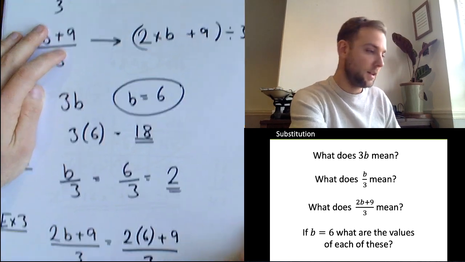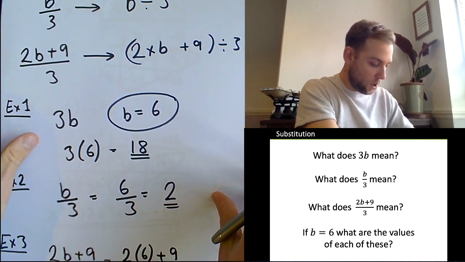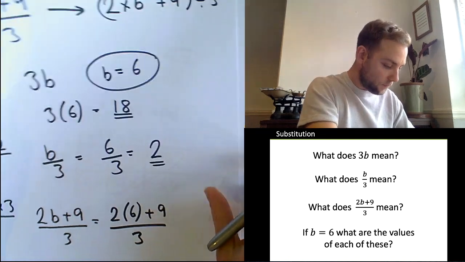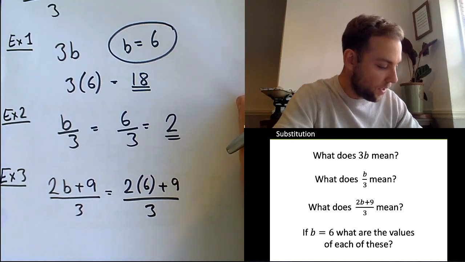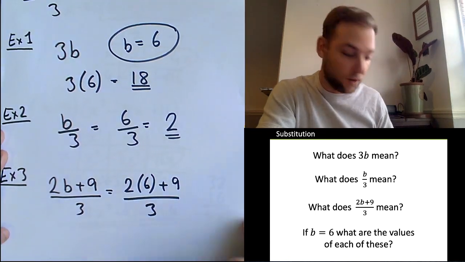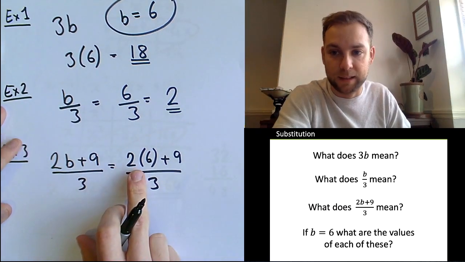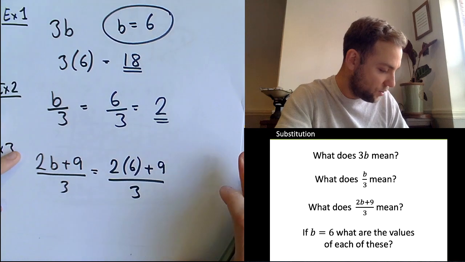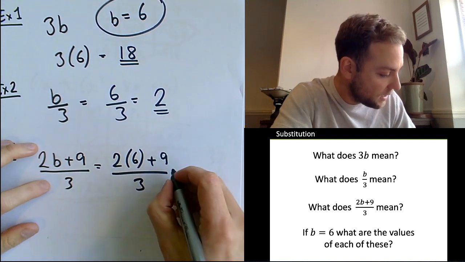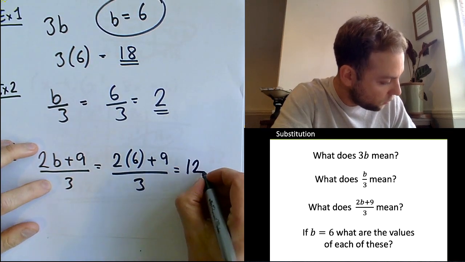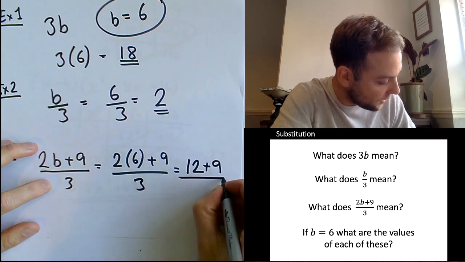Now with this one here, we need to make sure that we are doing the things in the right order, okay? So the first thing I've got to do is this 2 times by 6. So I'm going to do that over here. 2 times by 6 is equal to 12. So this is equal to 12 plus 9 divided by 3.